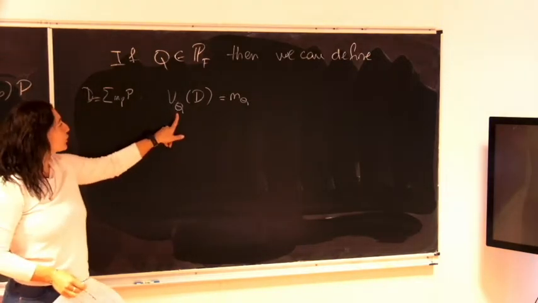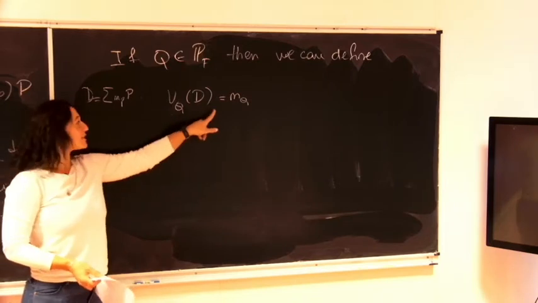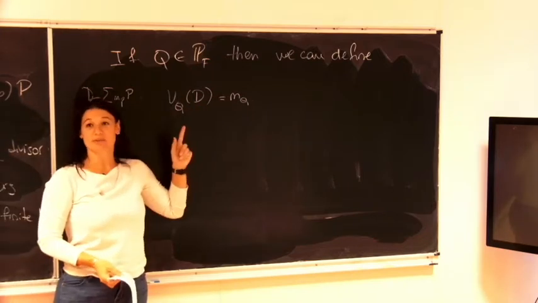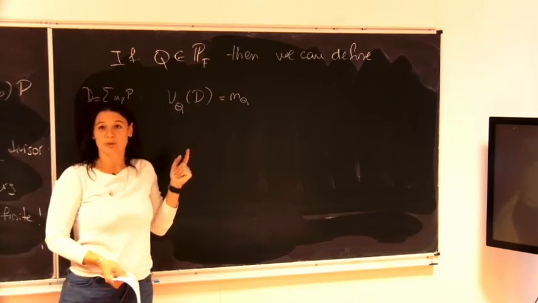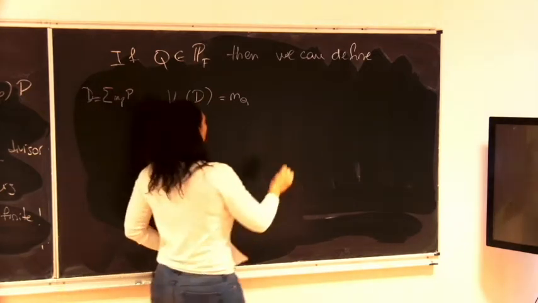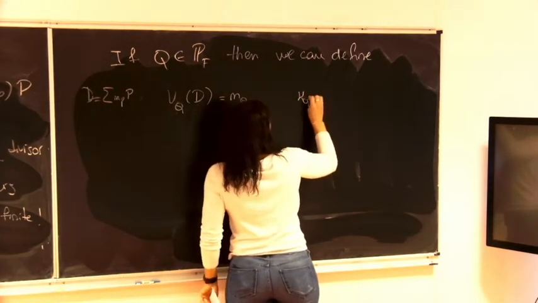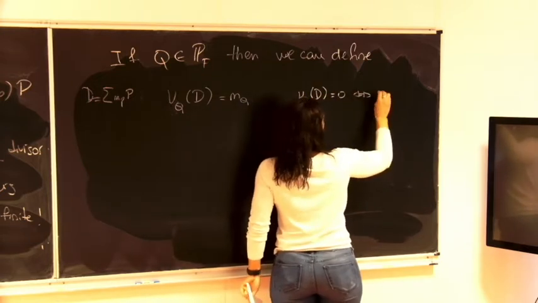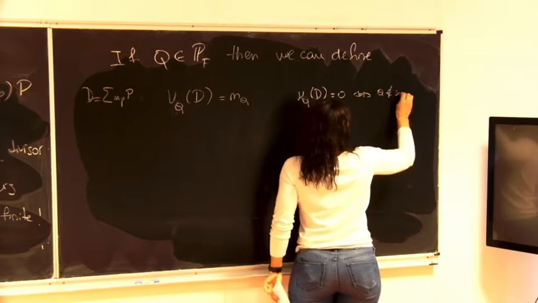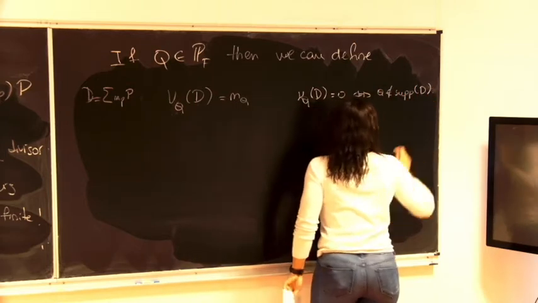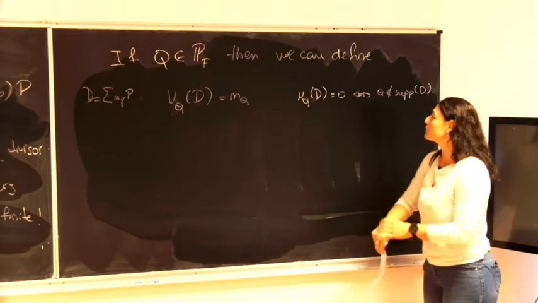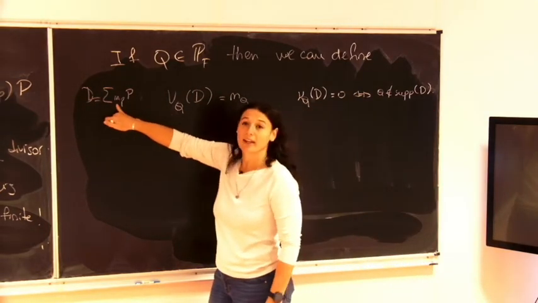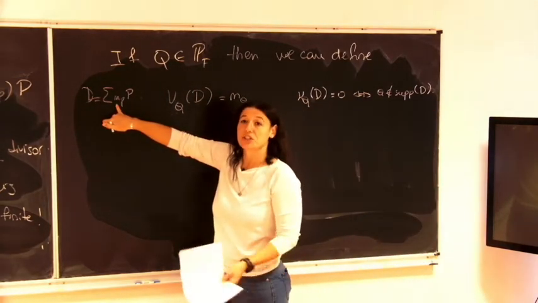So if Q belongs to the support of D, this is going to be non-zero, and if this valuation is 0, it's because Q does not belong to the support. So this valuation is 0 if and only if Q is not in the support of D. If it is different from 0, then I have a non-zero integer here, which could be a positive or a negative one.